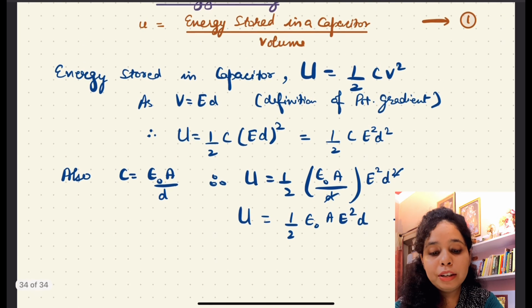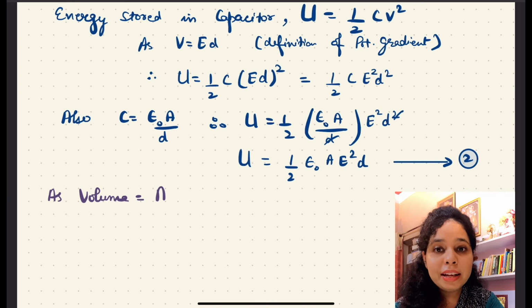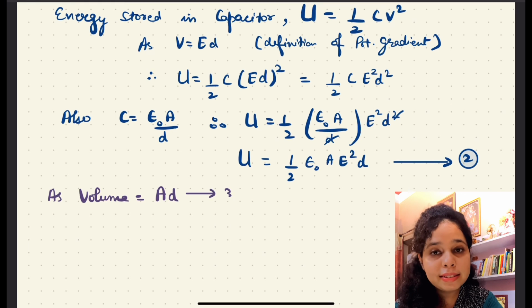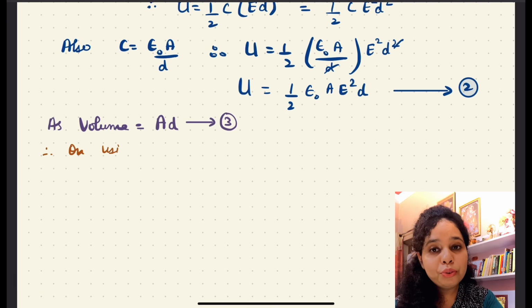And now I need to find the value of volume. So just recall the definition of the volume, which we have already learned in the various classes, that is volume is equal to area into length. Here we are not having length, we are having the distance between the parallel plate capacitors. So we will mark volume is equal to A into D, and we will use equation number 2 and equation number 3 in equation number 1.